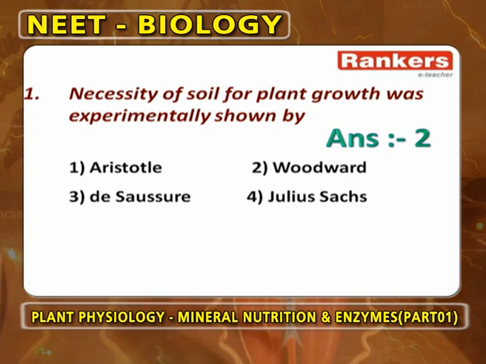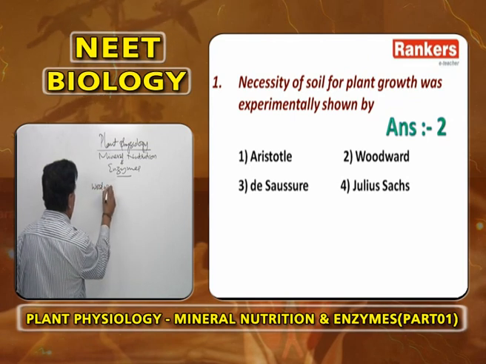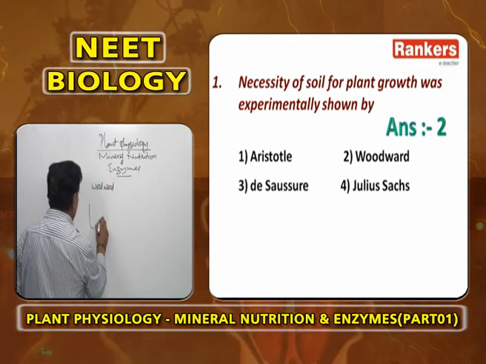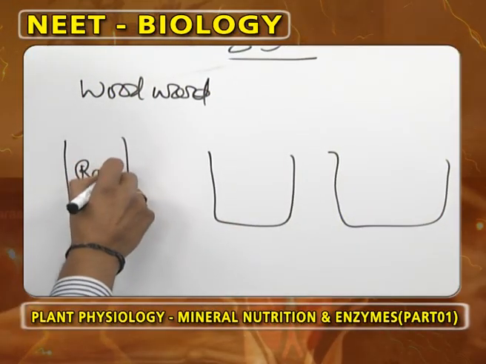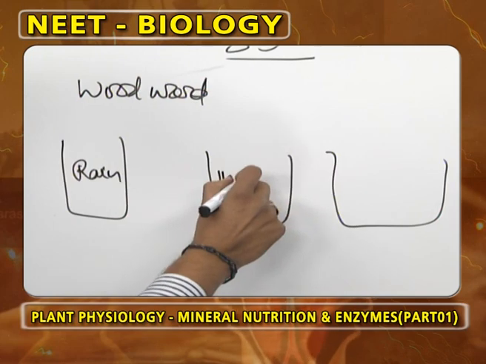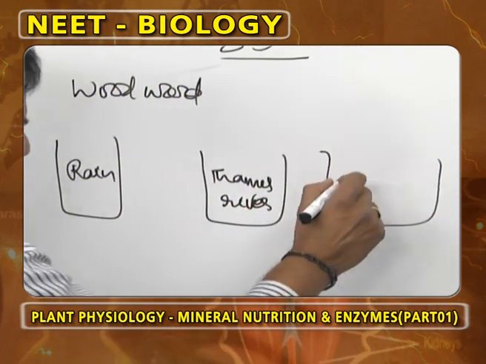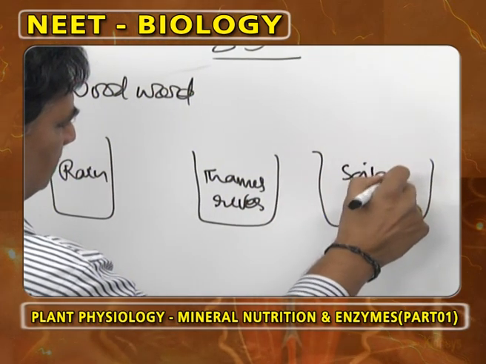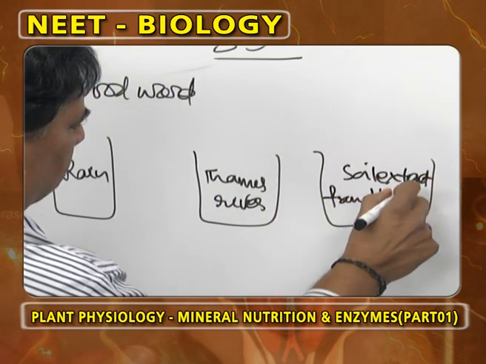Necessity of soil for plant growth was experimentally shown by whom? The necessity of soil or mineral ions was experimentally shown by a scientist called Woodward. He conducted an experiment by taking three vessels. In one vessel he took rainwater. In another vessel he took water from the Thames River. And in the third vessel he took soil extract, that means water squeezed from the soil from Hyde Park.